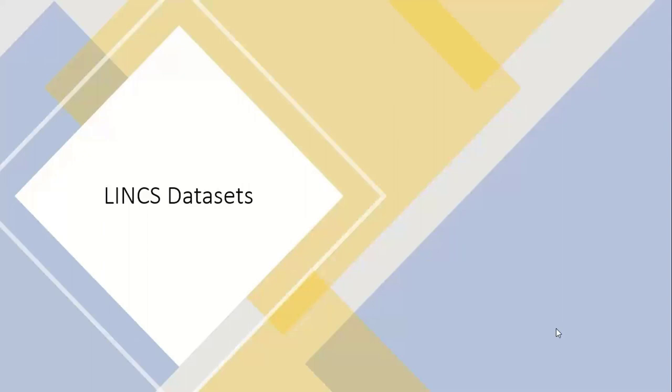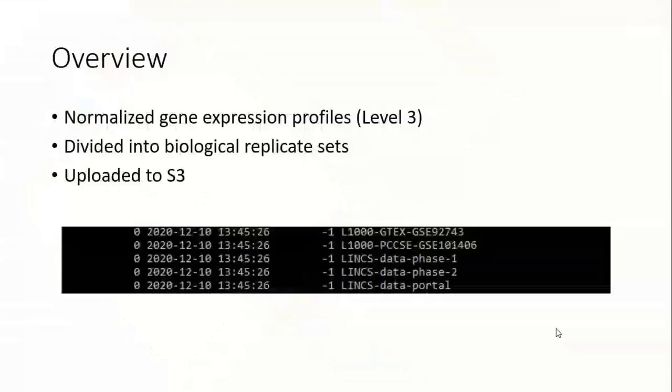So I worked with the links data sets, particularly the links CMAP L1000 data sets from phase one and phase two, and also the links PCCSE data and the L1000 GTEx data, and a little bit with the links data portal data. So for an overview, most of the data that I worked with was just the level three L1000 data, which is just normalized gene expression profiles. All the data originally came to me as just large data sets that I divided into biological replicates, which is a little different for each data set. And I'll explain more when I get to the individual data sets. And then these are all uploaded into S3 buckets, which I'm not sure why the metadata isn't displaying correctly for these buckets in the screenshot, but those are basically the five different data buckets.